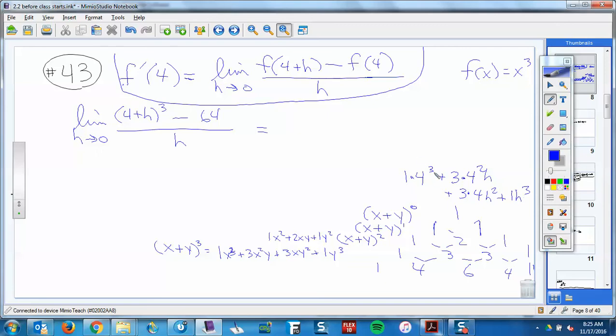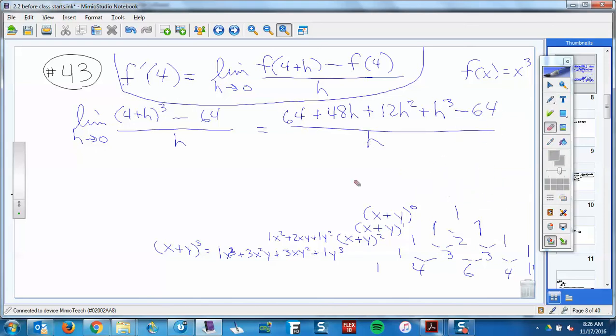So what do you end up with here? You end up with 4 cubed, which is 64. You end up with 16 times 3 is 48h. You end up with 4 times 3 is 12h squared plus h cubed. Right? Did I do that right? Is that what you guys had? Okay? Right? So with Pascal's triangle, boom, boom, boom, you can do that. It's pretty quick. Now, that might not have been a lot faster than just foiling it out, but whatever. So take away 64, all over h.